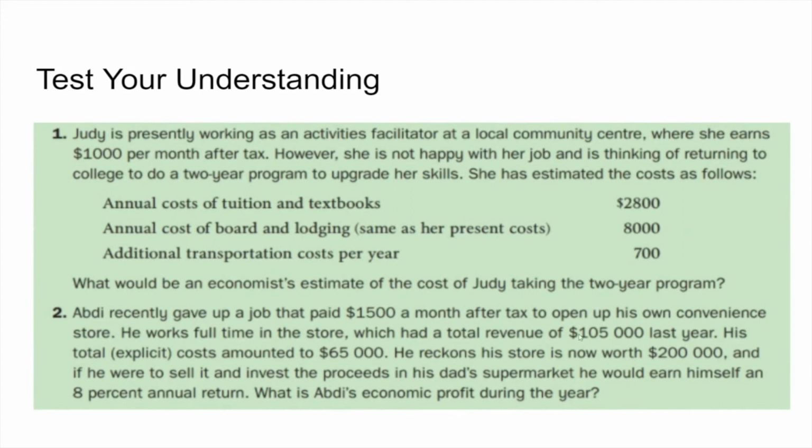He worked full-time last year, and he reckoned that his revenue was $105,000 and his explicit cost was $65,000. So he made an accounting profit of $40,000.